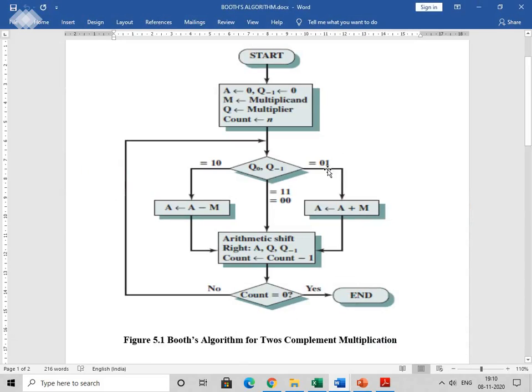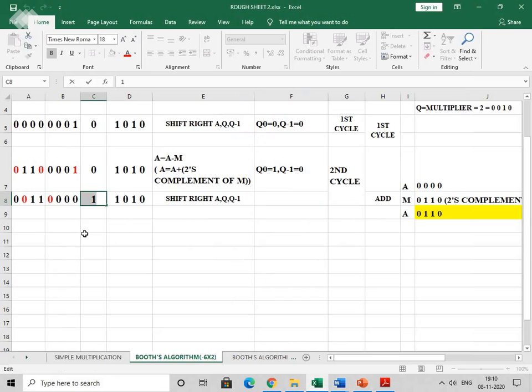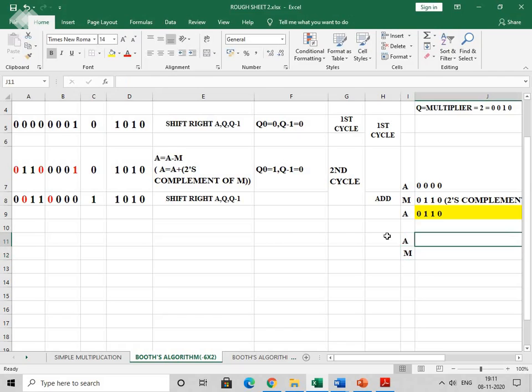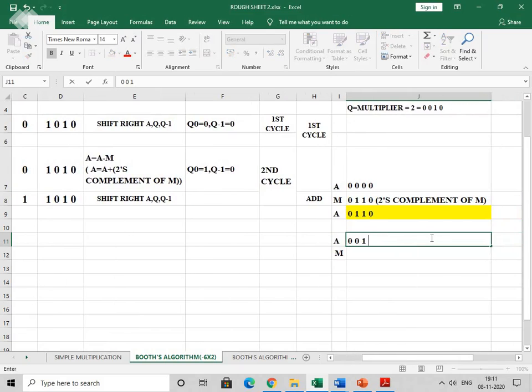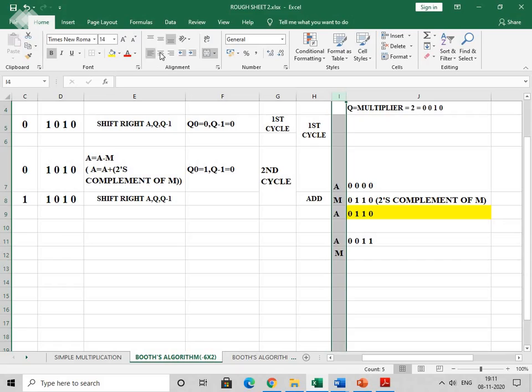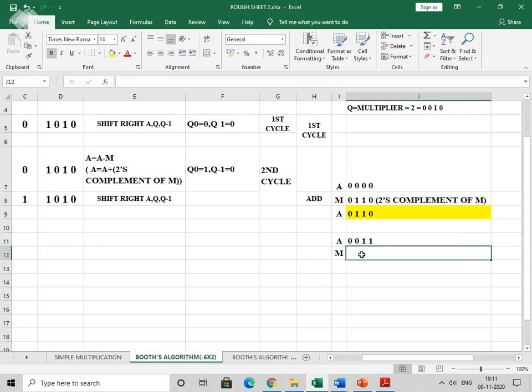We'll observe this flow chart. Q0 is 0 and Q minus 1 is 1. So we are going to add the content of A plus M and store the result in A. We'll take A and M. The current contents of A are 0 0 1 1. Are we going to take any 2's complement here? No. We are going to take the original M value, which is 1 0 1 0.